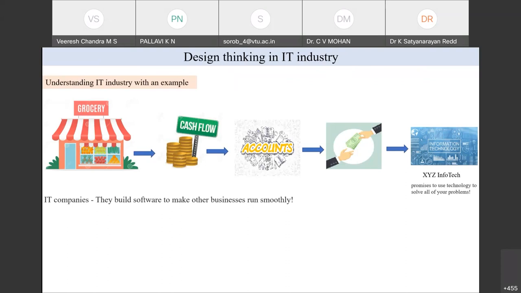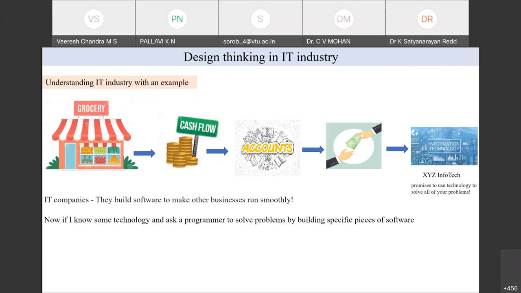This is what an IT company is, XYZ Infotech. They build softwares to make other businesses run smoothly. ATMs run by softwares. Whatever you see in the world around you, almost everything which is digital in nature runs by softwares, right? So IT companies are those which build softwares to make other businesses run smoothly.